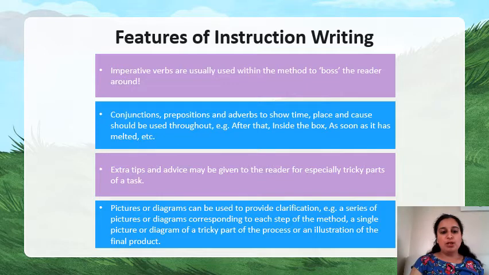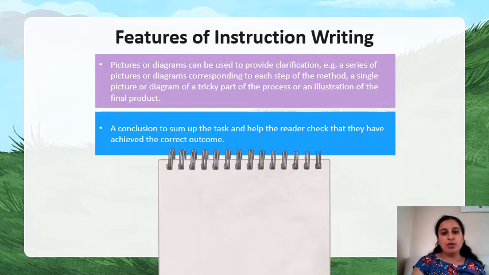A series of pictures or diagrams corresponding to each step of the method. So if you want to, you could have a picture of each step of your method, or you might just have a picture at the end to show what it should look like. For example, a series of pictures or diagrams, if it's an especially tricky process when you're doing your instructions, it actually will help you. And a conclusion, to sum up the task and help the reader check they've achieved the correct outcome.